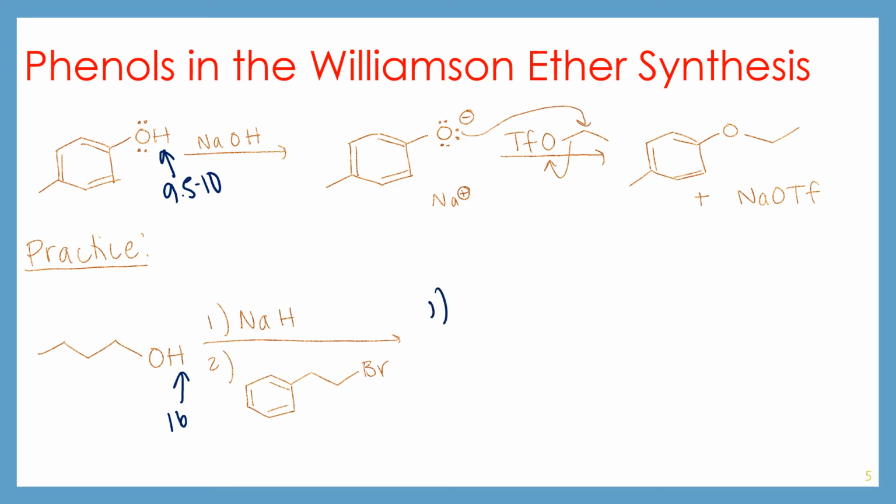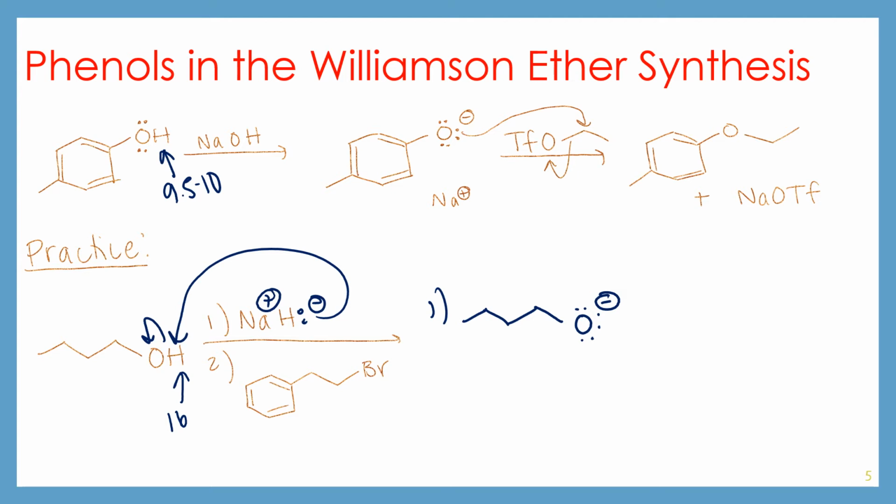So after step 1, the species that we would have would be 1-butoxide. And again, remember this is sodium plus and hydride minus. Hydride is a base.